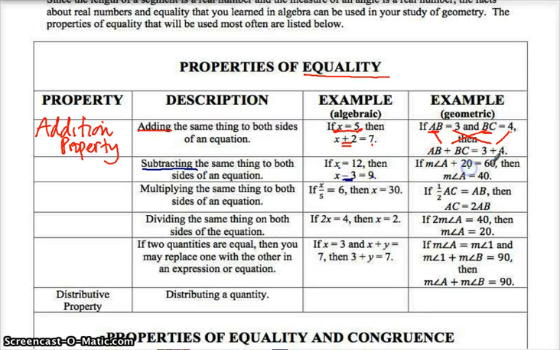If the measure of angle A plus 20 equals 60, then the measure of angle A equals 40. What did we do? We subtracted 20 from both sides. So this is called the subtraction property.